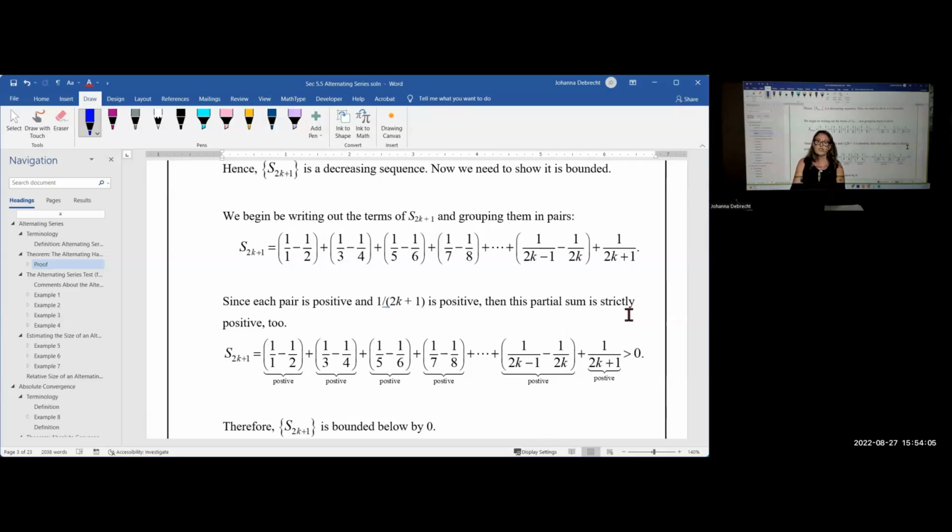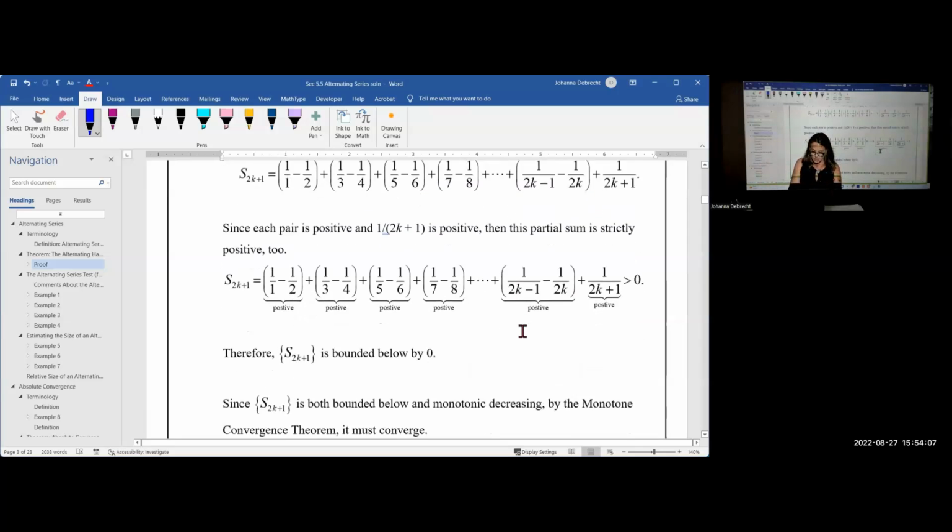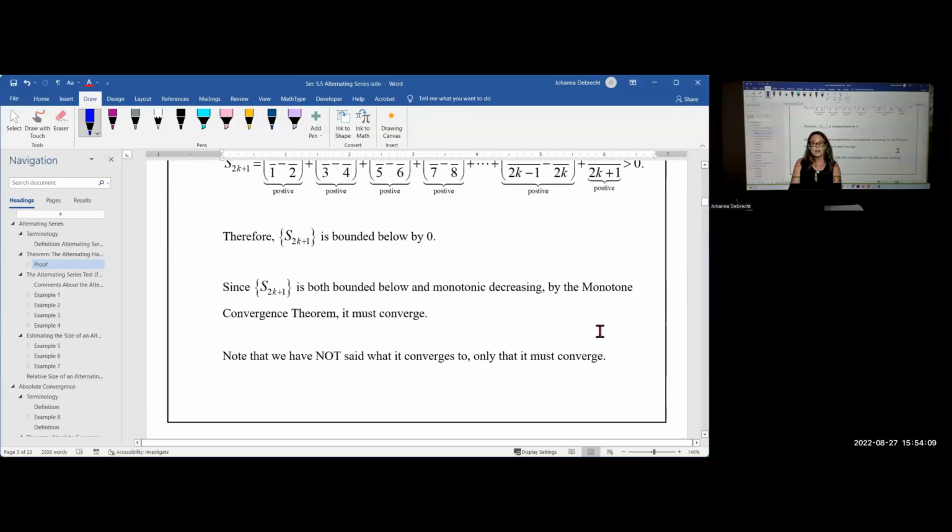That means that we've shown that it is bounded and monotonic. So by the monotone convergence theorem, it must converge. Now, we've not said what it converges to. We just said it converges, but I haven't said what to.